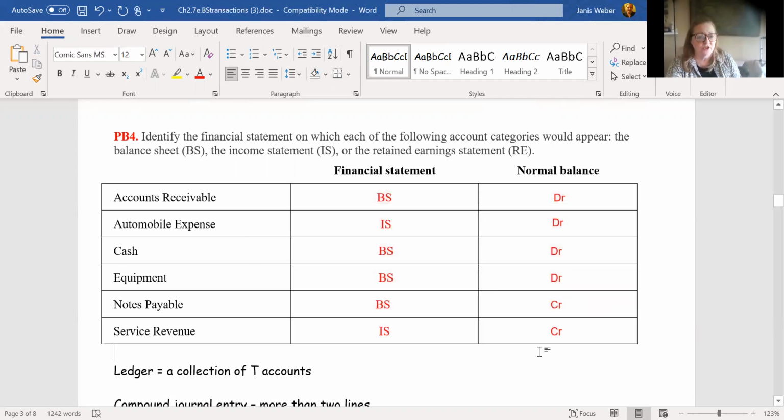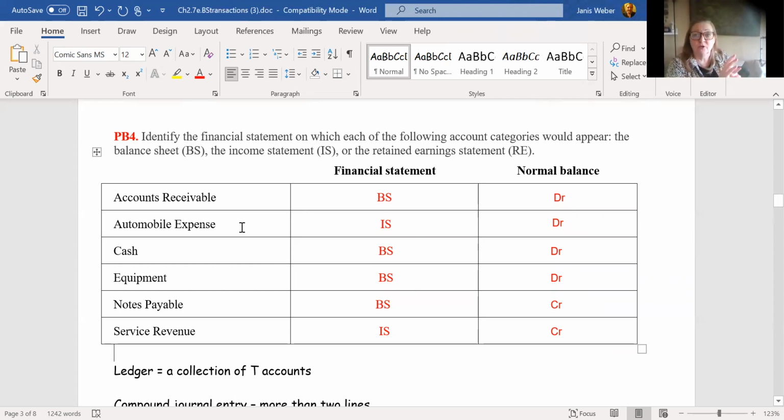So you see the accounts receivable, the cash, and the equipment are all balance sheet accounts. They're assets. So they would all say balance sheet, receivables, cash, and equipment. And they all increase with the debit. So the normal balance is a debit.